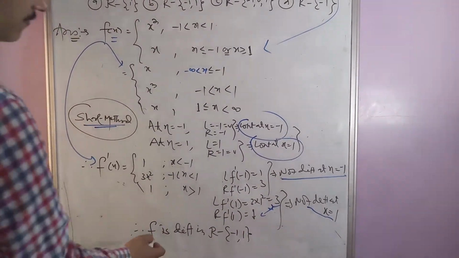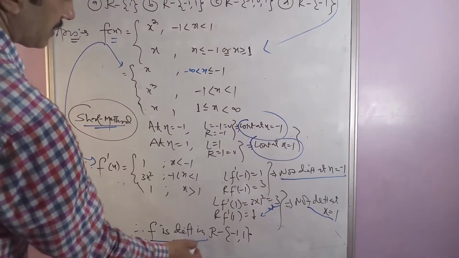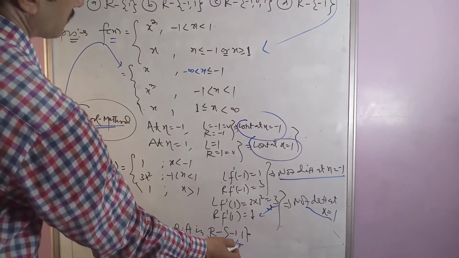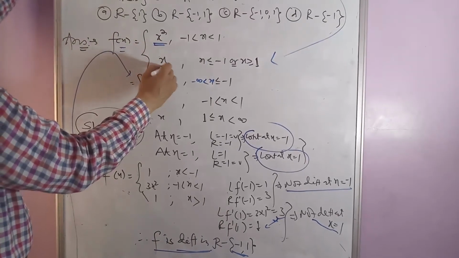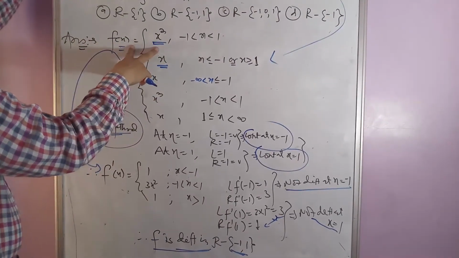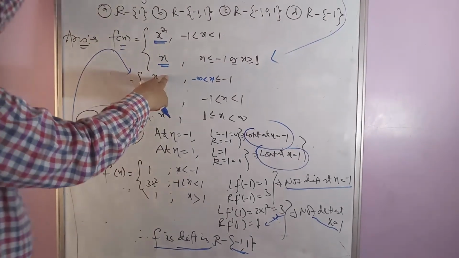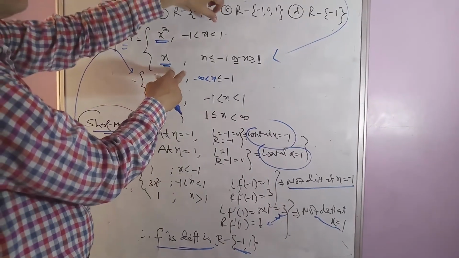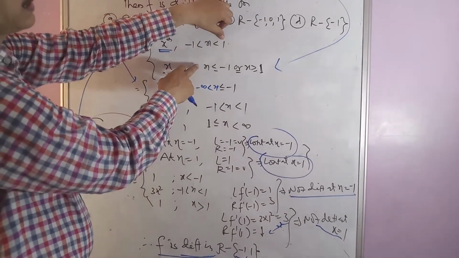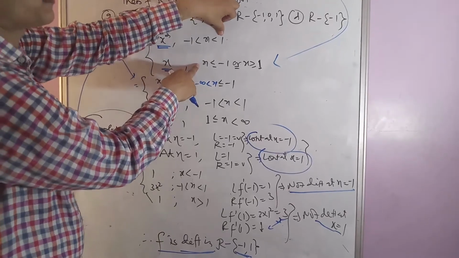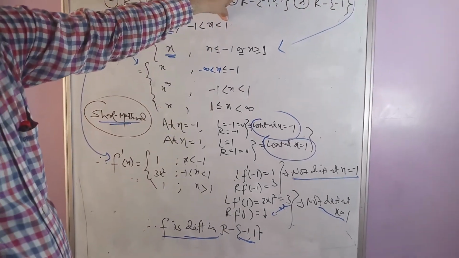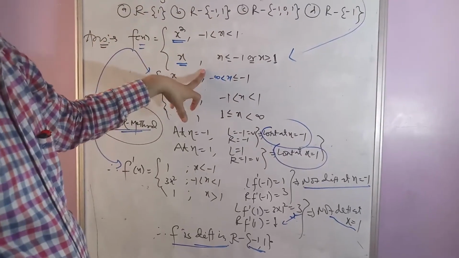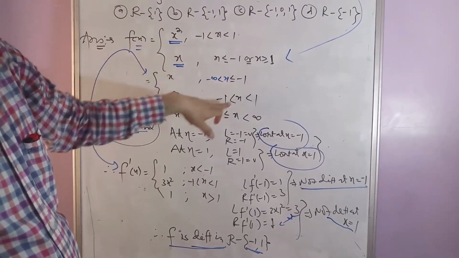Here the function is differentiable everywhere except 2 points, minus 1 and 1. Here the function is polynomial x cube, here polynomial x. Polynomial function is everywhere continuous and differentiable. Only the change point is the suspicious point, the doubtful point, where the function may or may not be differentiable. So we check here at only 2 points, minus 1 and 1.